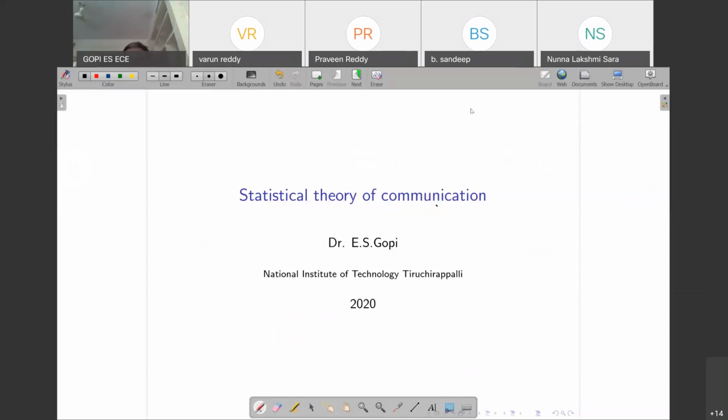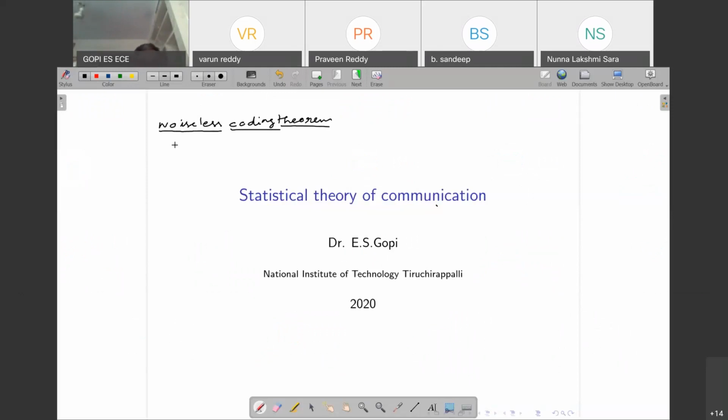So now what we are discussing is the noiseless coding theorem, right? That's where we start. Let us just recollect what we discussed, and then we go for today's class.